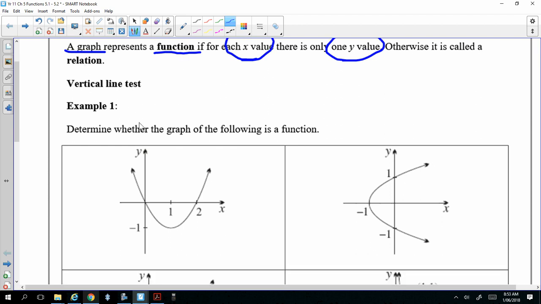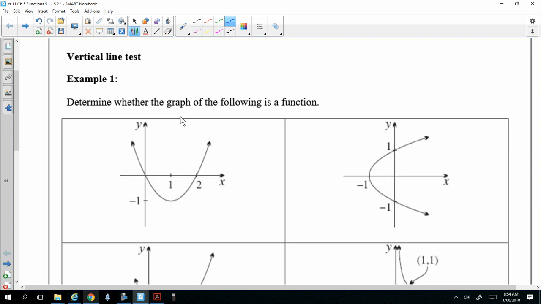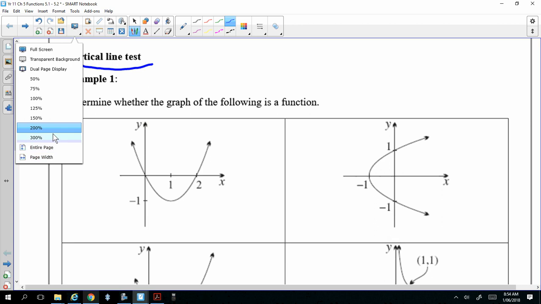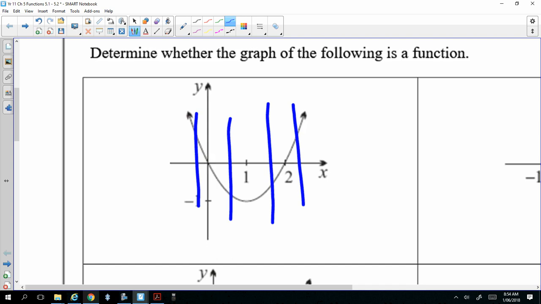To test whether a graph represents a function or not, we use what we call the vertical line test. Now how does it work? You draw vertical lines on the graph. If there's no vertical line that crosses twice, it is called a function. So therefore, this is a function. And why does it work?